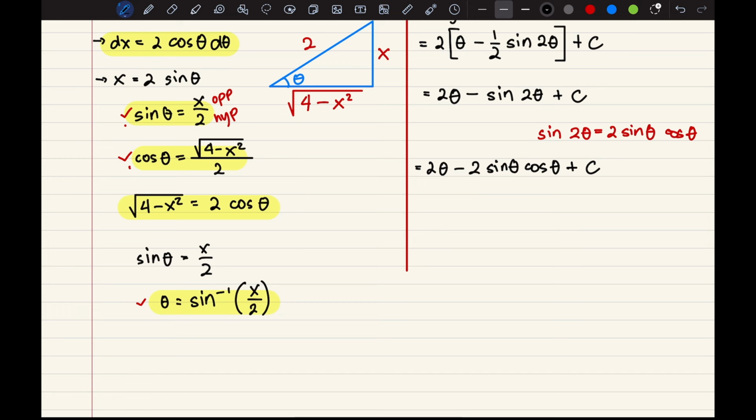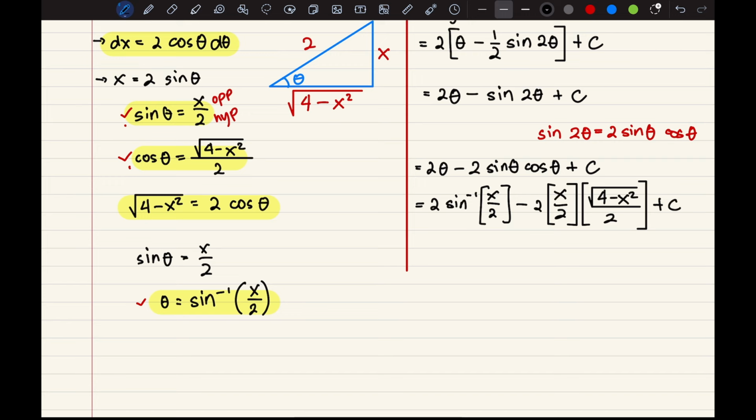Let us now replace in our original equation. So we have 2 theta is equal to arcsine of x all over 2, and then minus 2 sine theta is equal to x all over 2, and then for cosine theta is equal to square root of 4 minus x squared all over 2, and then at the end of our equation plus c.